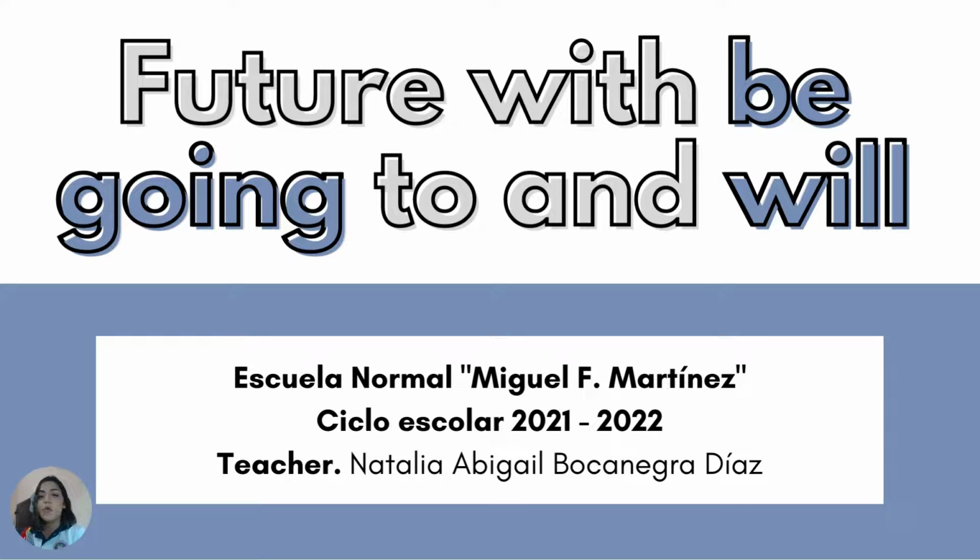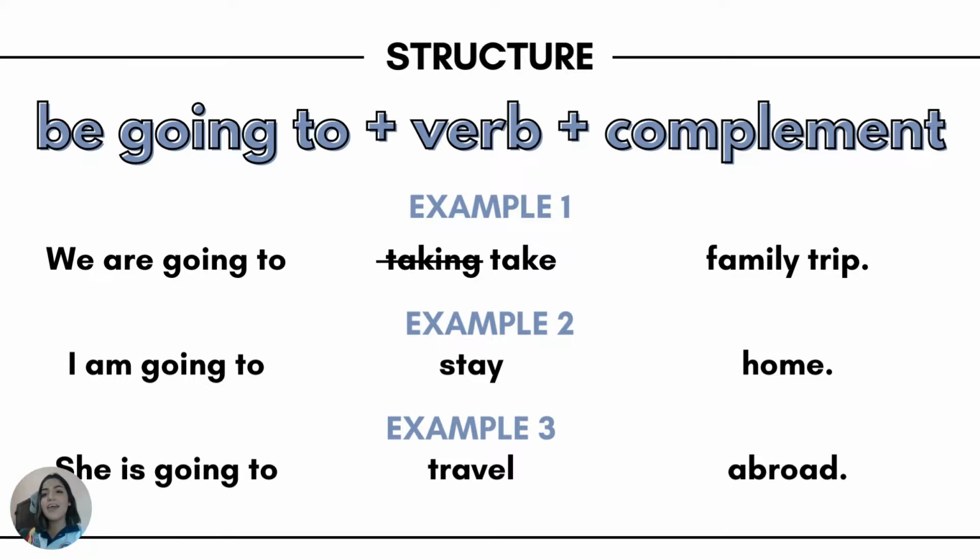I am the teacher Natalia, and today we are going to talk about the future with be going to and will. In this class, we will focus on two phrases, will and going to. We will use both to talk about plans. Now, let's see the structure.